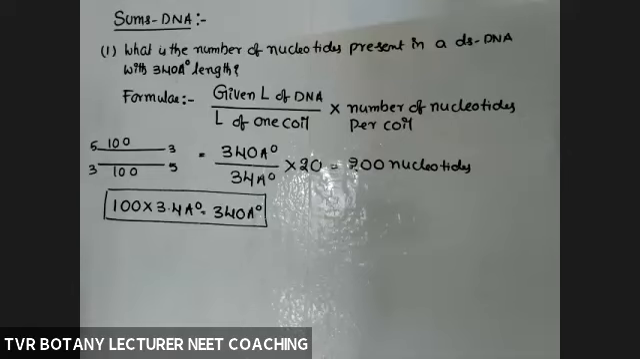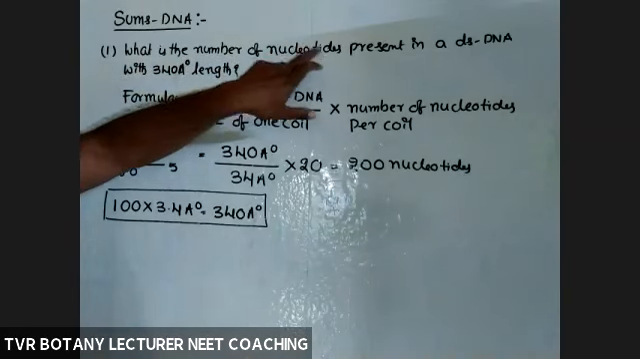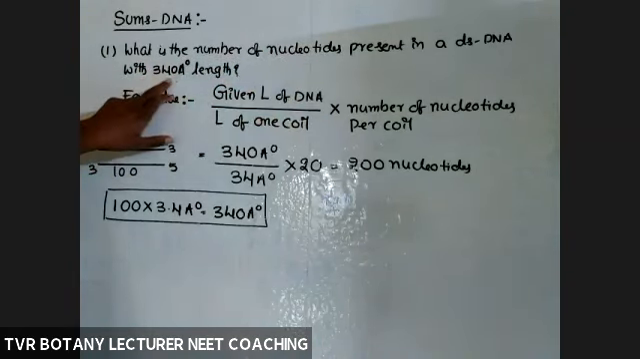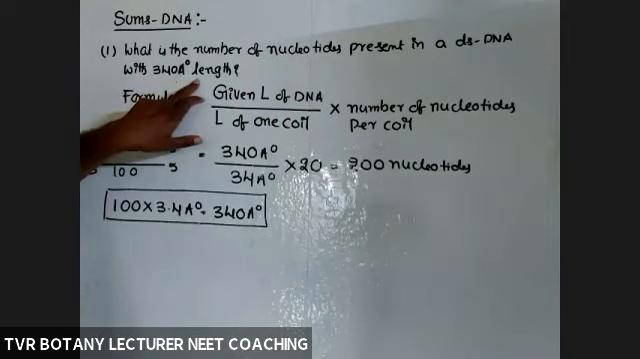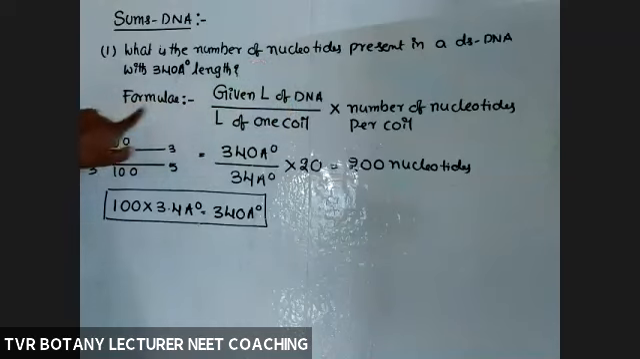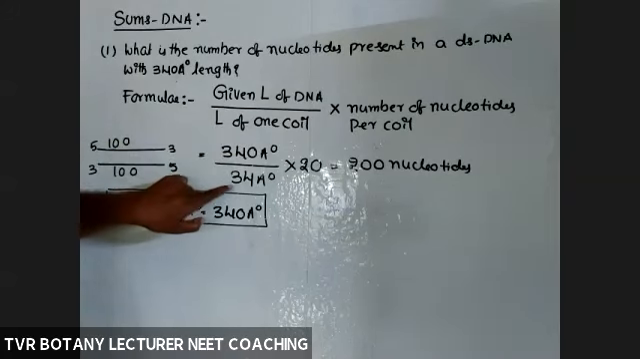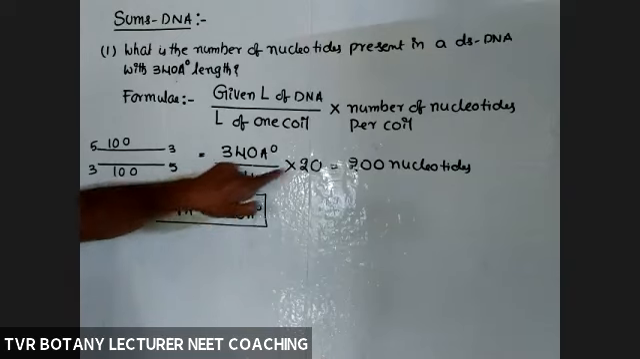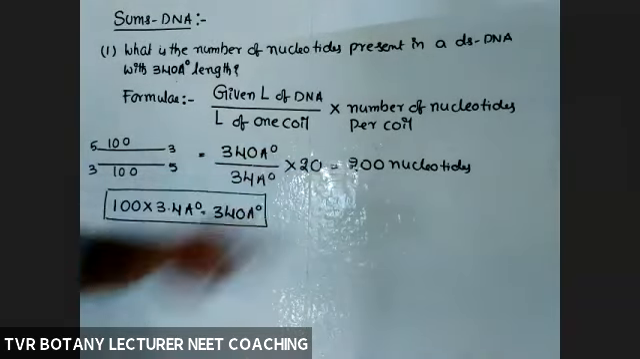Once again, see, what is the number of nucleotides present in a dsDNA with 340 angstroms length? Length of DNA given in angstroms. What they are asking is the total number of nucleotides present in that DNA molecule. For that, the formula required is given length of DNA, 340, divided by length of one coil, 34 angstroms, and per coil 20 nucleotides. You will get 200.